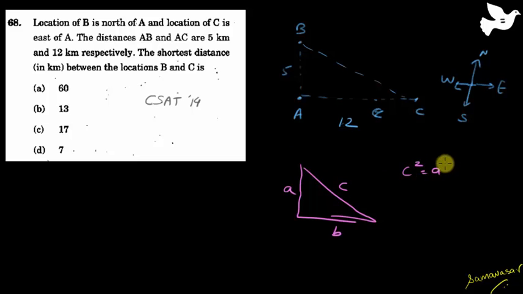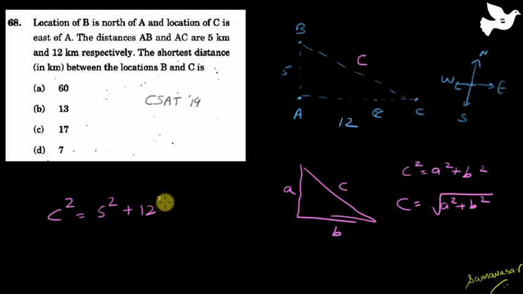C square is equal to A square plus B square. This is the Pythagoras theorem. So C is A square plus B square under root. So in this case, C square is equal to 5 square plus 12 square. I solve this, I get 25 plus 144, which is equal to 169. And if C square is 169, C is simply 13.